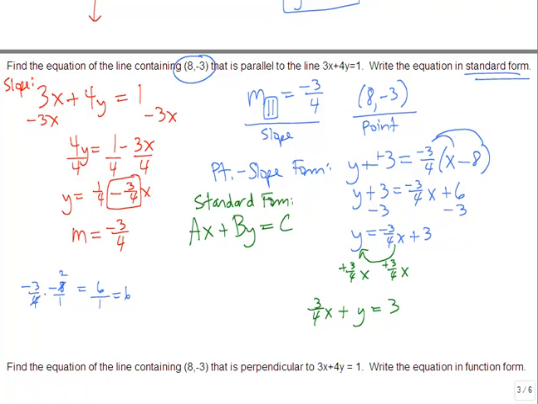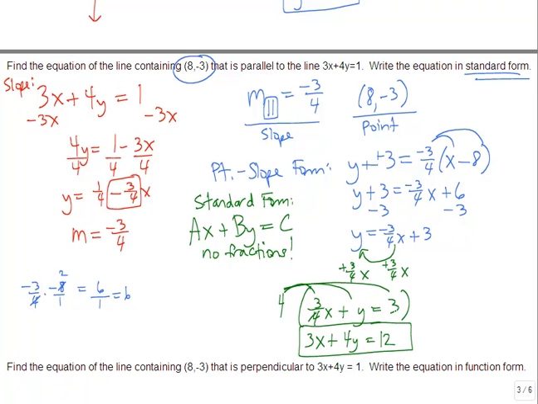Now the other part of this that makes it pretty is that the a, the b, and the c are not allowed to be fractions. So we want to clear out any fractions that we have. The only fraction I have is 3/4, so to clear it out I need to get rid of its denominator, and we can easily do that by multiplying by the denominator. So I'm going to multiply every single term by 4 to keep the equation balanced. 4 times 3/4 cancels out the 4, so this is just 3x. 4 times y is 4y, and 4 times 3 is 12. So this is the equation of our line in standard form.